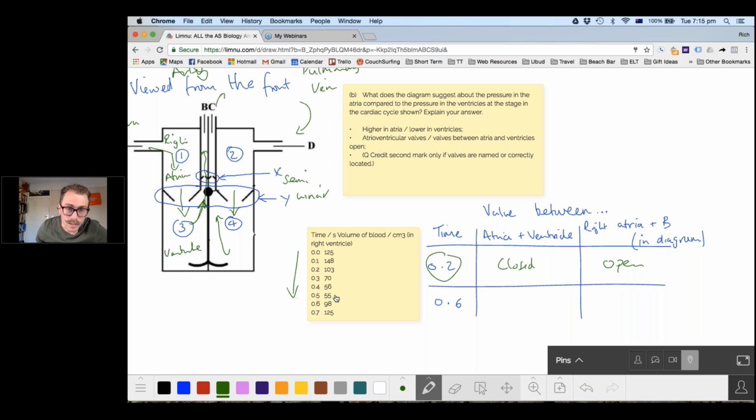At 0.6 seconds, what's happening? The volume of the ventricle increases. So the volume of the ventricle is increasing. Blood must be filling the ventricle from the atria. So the atrioventricular valves must be open, and therefore this is just pump blood out. There'll be blood sitting in here that gravity will want to bring down, so the pressure here will be greater than beneath. So these will be closed.